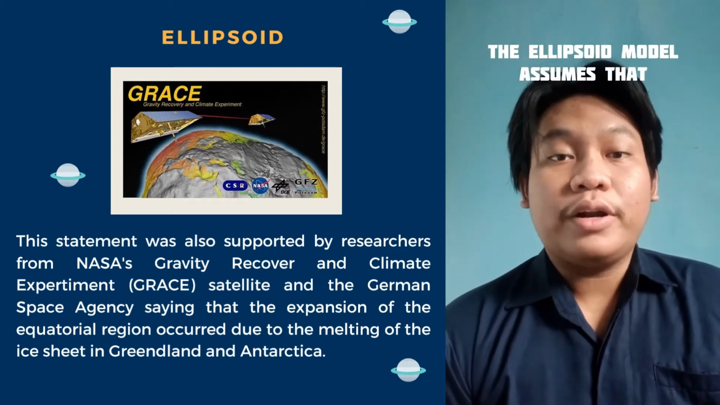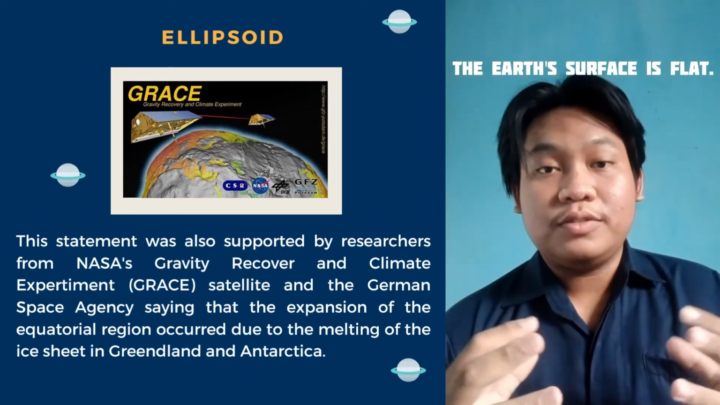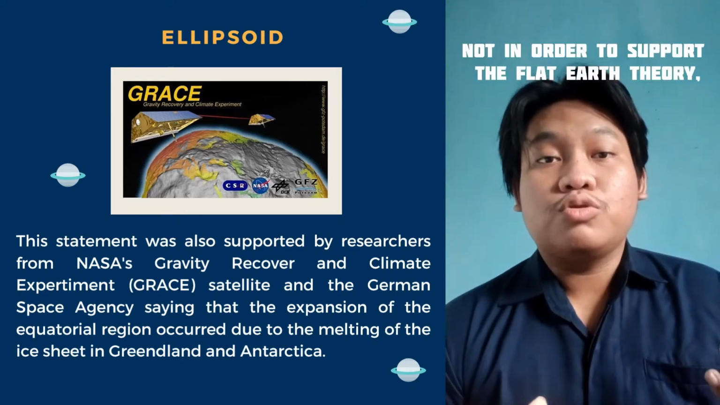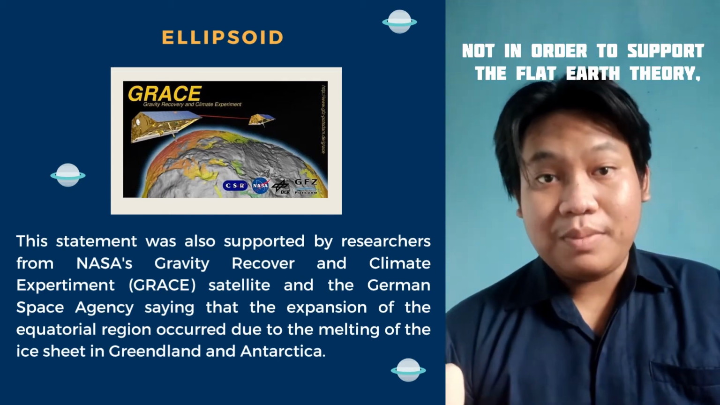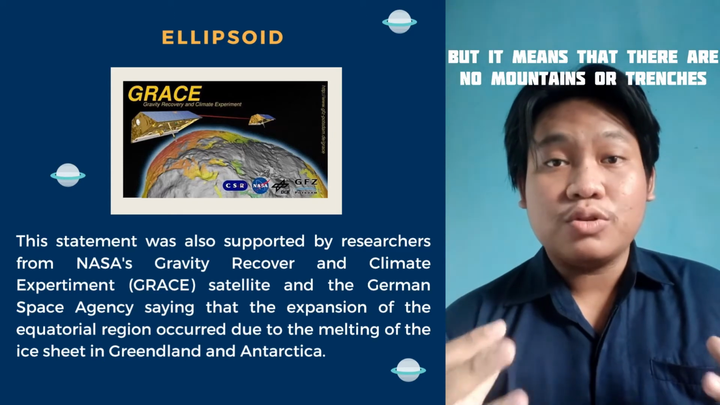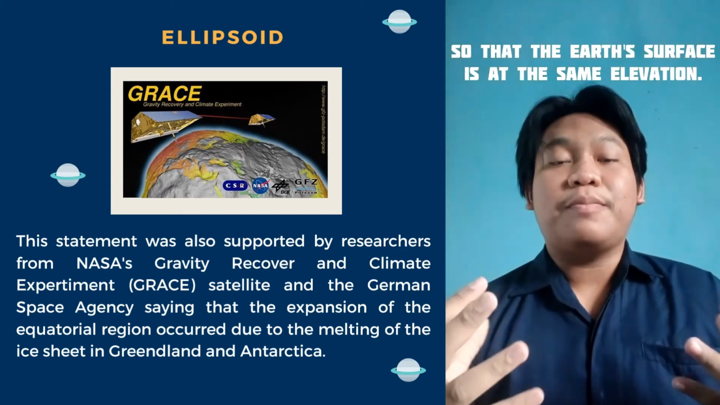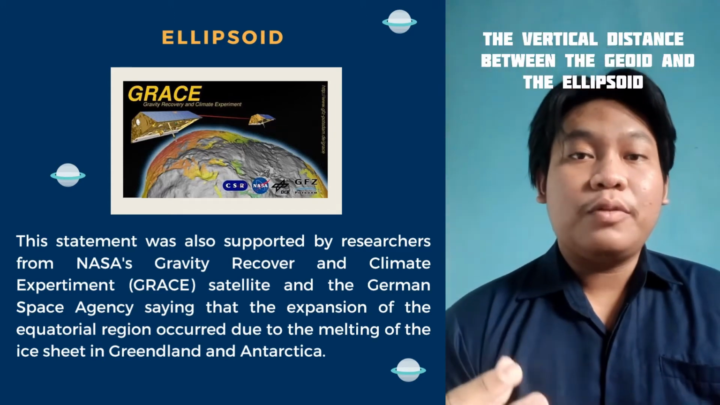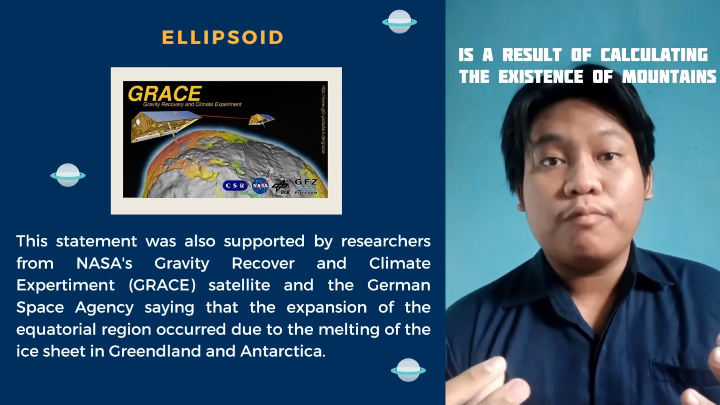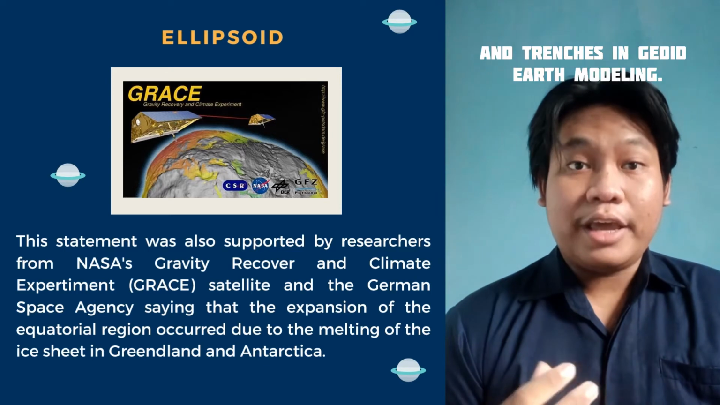The ellipsoid model assumes that the Earth's surface is flat, not in order to support the flat Earth theory, but it means that there are no mountains or trenches, so that the Earth's surface is at the same elevation. The vertical distance between the geoid and ellipsoid is the result of calculating the existence of mountains and trenches in geoid Earth modeling.